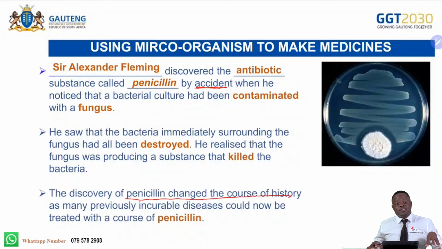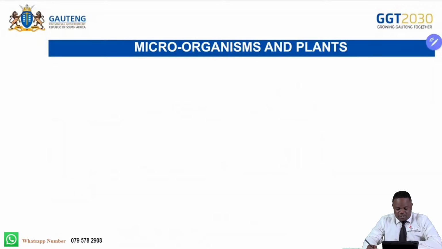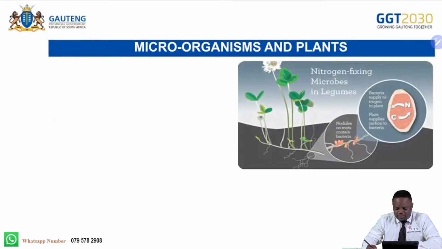Remember, there were so many diseases long back that were not curable, and they were killing people. And through this accident by Alexander Fleming, scientists were now able to manufacture antibiotics, in particular penicillin, to cure these bacterial diseases. Quite an interesting story, isn't it? So microorganisms can also be used in the development of medicine for the treatment of diseases. How about microorganisms in plants?